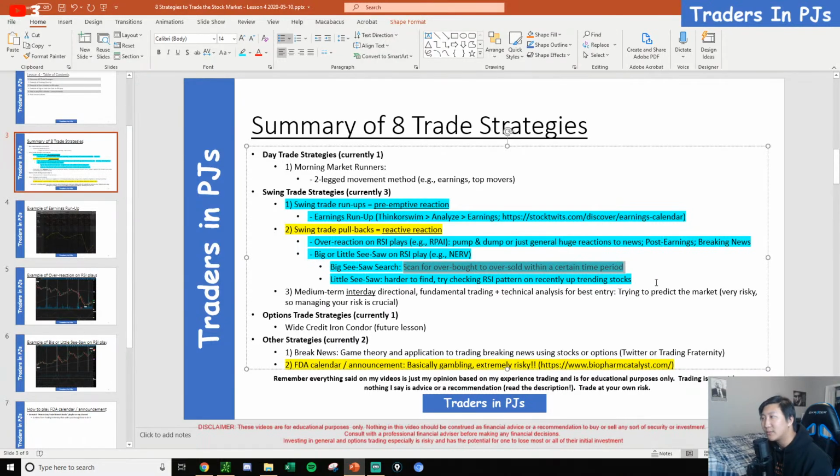The little seesaw is a little bit harder, but what you can do is look at recently uptrending stocks and then look for the RSI pattern and see if it looks like a seesaw based on the RSI.